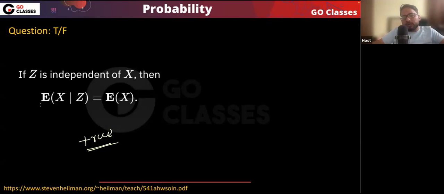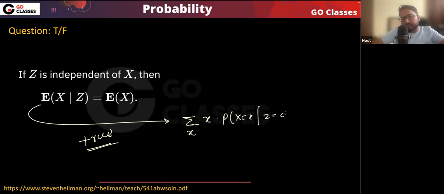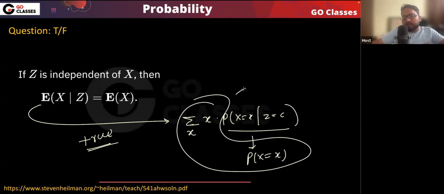So basically, you can write the formula of expectation of X, which is nothing but expectation of this conditional expectation, which is, for all possible values of X, x times the probability of X being x given that Z is some constant c. So this probability is nothing but the probability of X being x. So the whole thing is nothing but the expectation of X only.